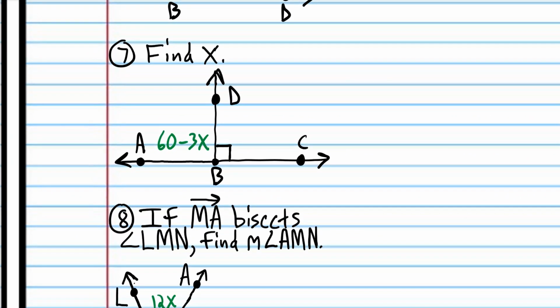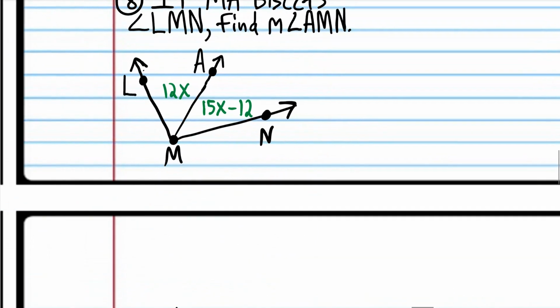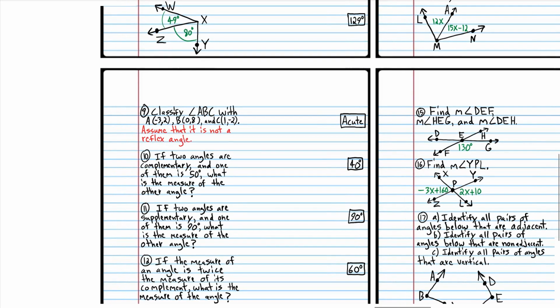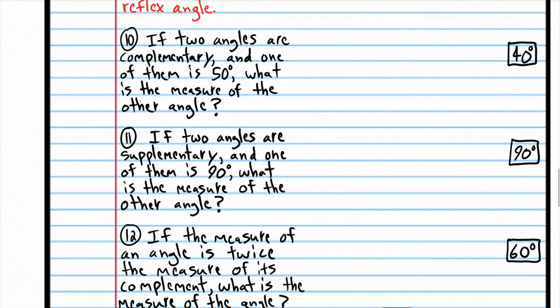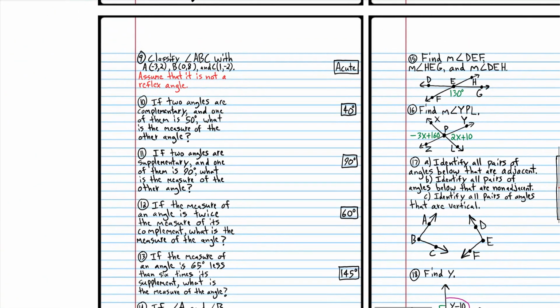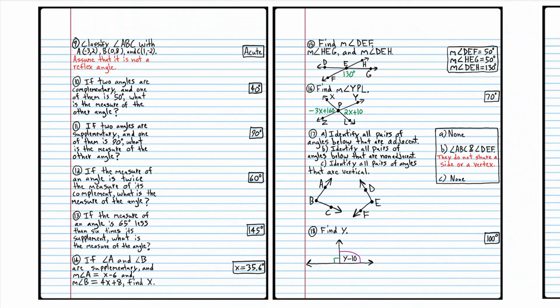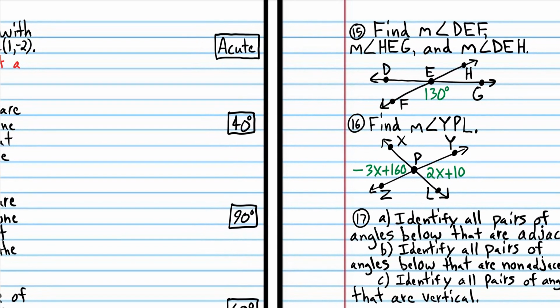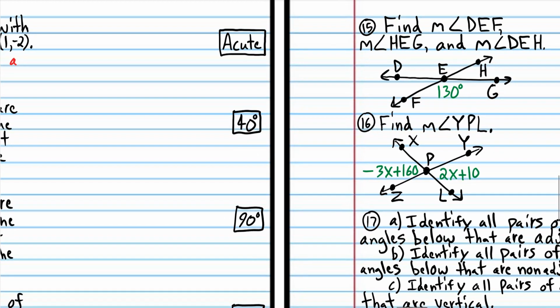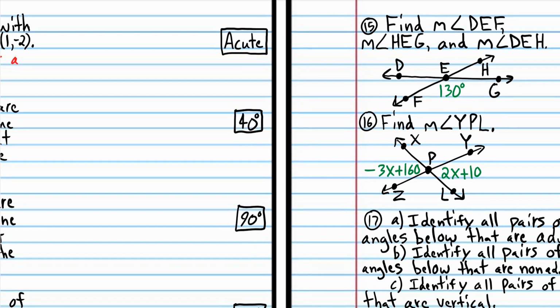This is an algebra problem, and this problem, and this problem and this problem. So you need to show the work. You can't just write the answer. So even if you see the answer, it doesn't mean that you can necessarily do the problem. You have to show how you got to that answer.